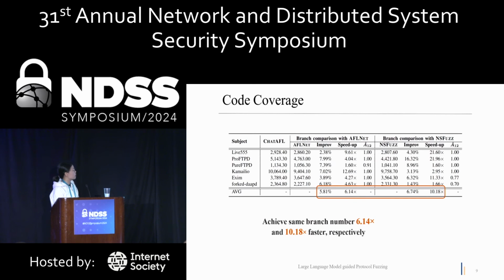So in the aspect of code coverage, compared with AFLNet, it achieved the same branch numbers about 6 times faster. And compared with NSFuzz, it achieved the same numbers about 10 times faster.